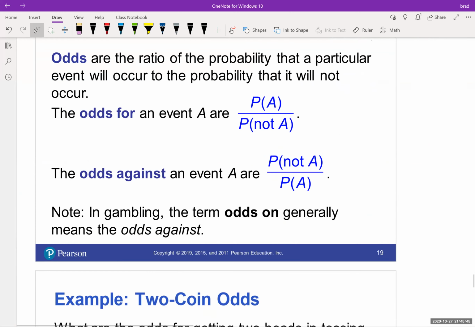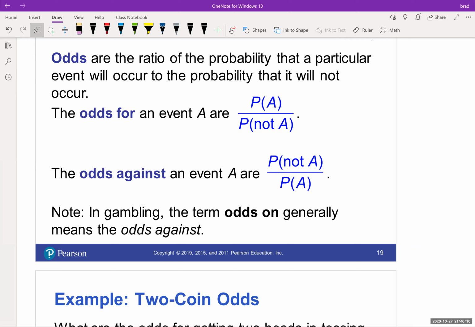Odds are a little bit different. Odds are the ratio of the probability that a particular event will occur to the probability that it will not occur. So the odds for an event A are the probability of A over the probability of not A, okay? And the odds against an event A are the probability of not A divided by the probability of A. So it just depends if it's the odds for or the odds against, which one you divide, okay?